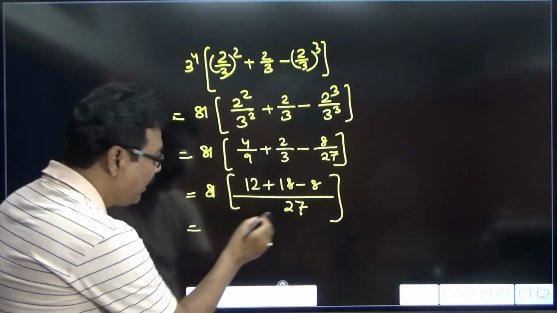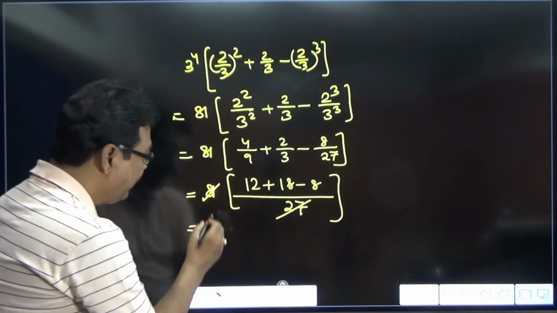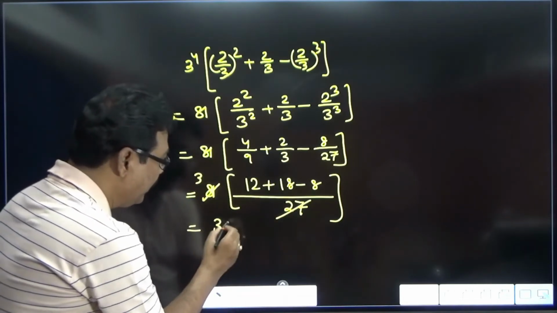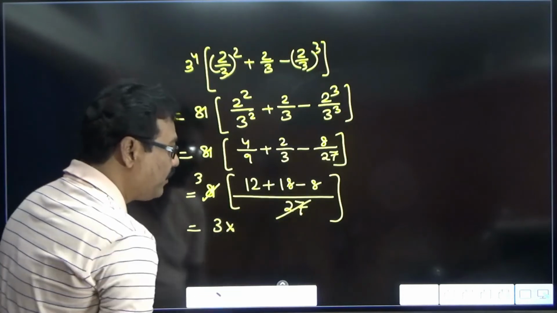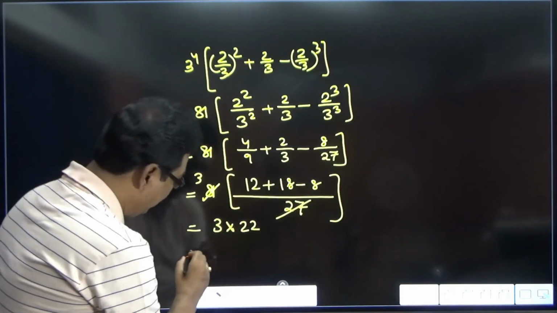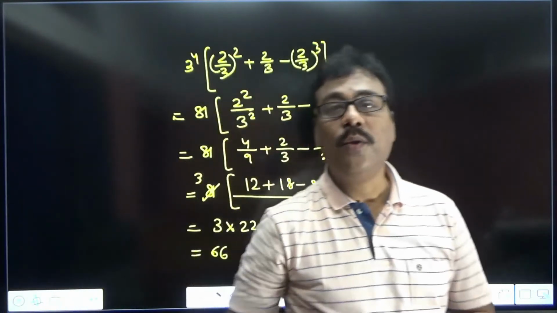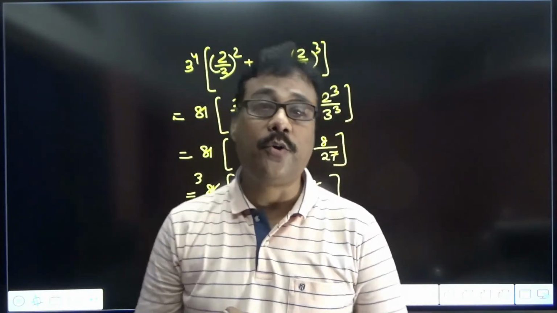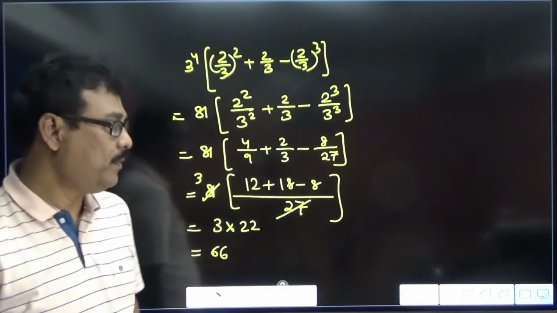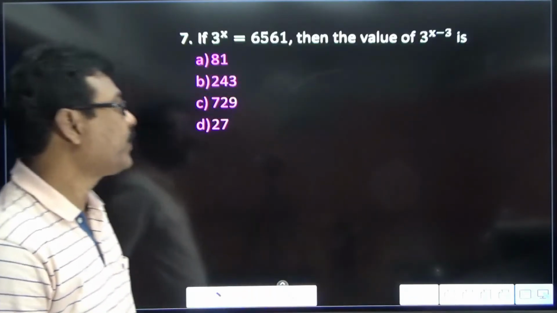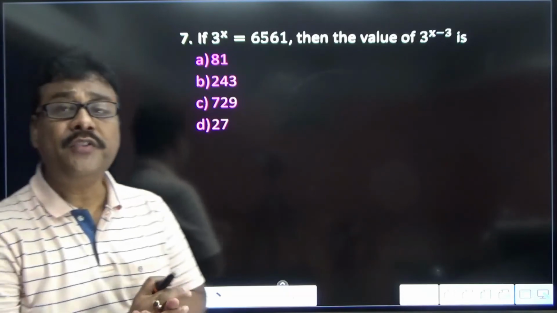So what are we getting here? 27 and 81 get cancelled to give you 3 into, this is 30 minus 8, that is 22. This is equal to 66. So you can choose the easier way, whichever looks simpler to you. You can use that method to solve this question. Got it? Right. What is the next question?